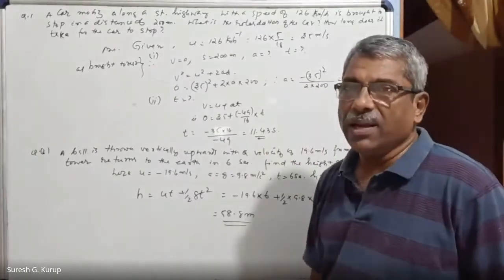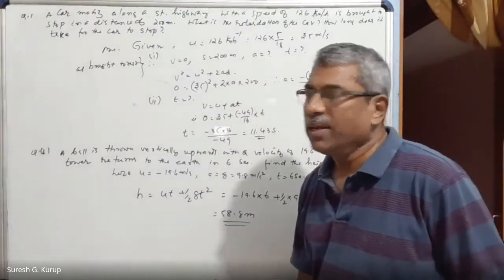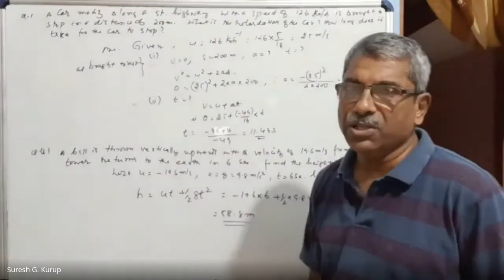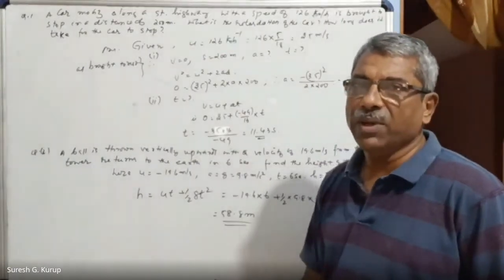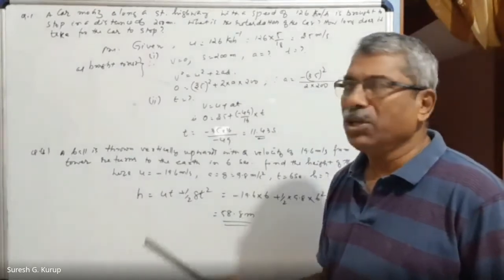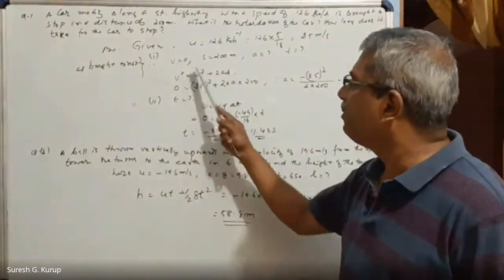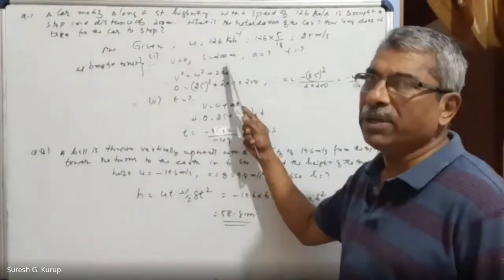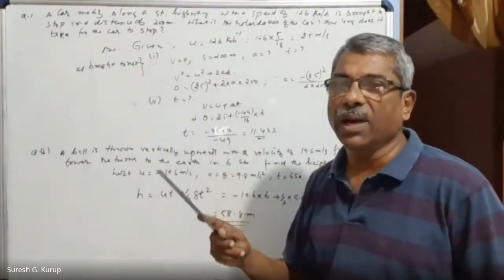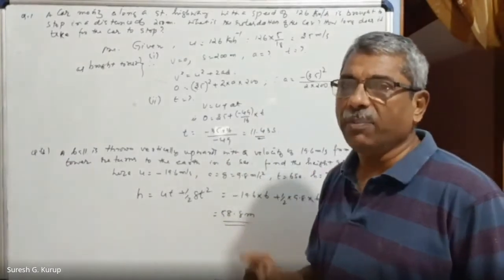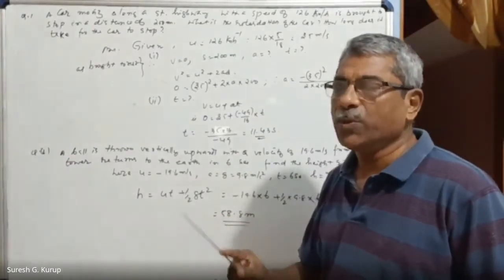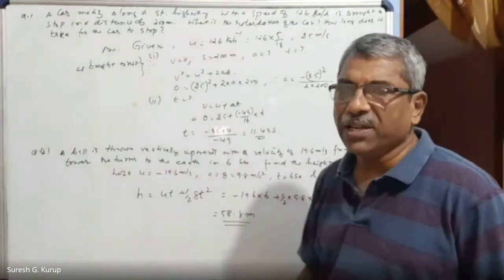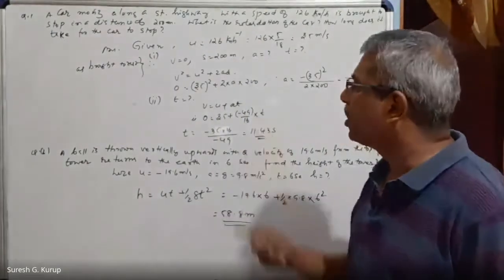As the car is brought to rest, its final velocity must be equal to 0. This is the condition in linear motion: when anything is brought to rest, the final velocity must be taken as 0. Also it is given s is equal to 200 meters. That means after applying brakes, the car stops in 200 meters. What is the retardation? Retardation is negative acceleration, which we have to calculate.